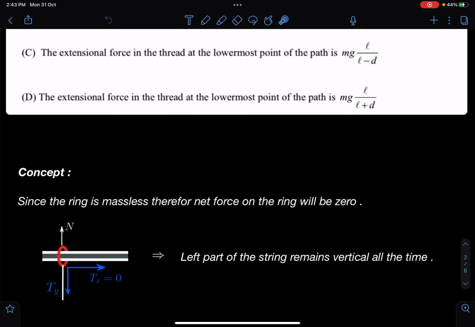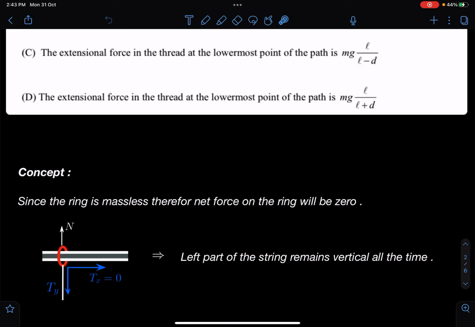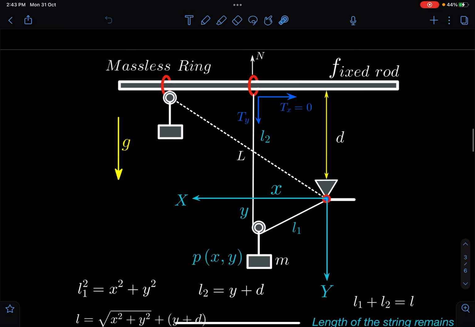When I tried this question for the first time, I missed this point that it is given as a massless body. I thought it has some mass, and we were making a very different diagram. So just see that the left part of the string remains vertical all the time. This is the key in order to solve this problem, otherwise you will not be getting this. Because the horizontal tension is 0, this part remains vertical all the time.